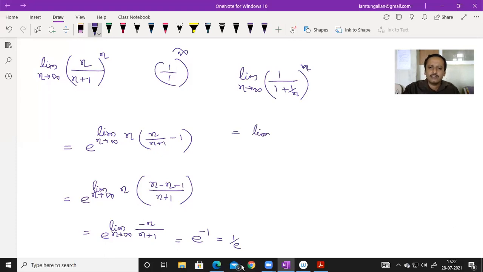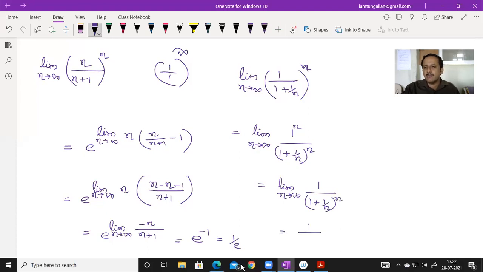Okay, so you're right. Limit n tends to infinity 1 power n divided by 1 plus 1 by n whole power n. So before applying the limit, 1 power n can be written as 1. As n tends to infinity, 1 divided by 1 plus 1 by n whole power n can be written as e. Okay, you're right, 1 by e. Thank you. Sorry, this is the easiest method among all the three. So you follow this method.